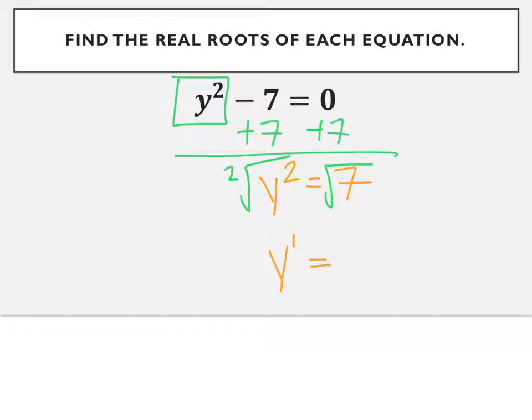We're not actually going to write the decimal form of this. There's no need to do that. Your final answer is actually just the square root of 7, but you know that it's a positive square root of 7, but also a negative.